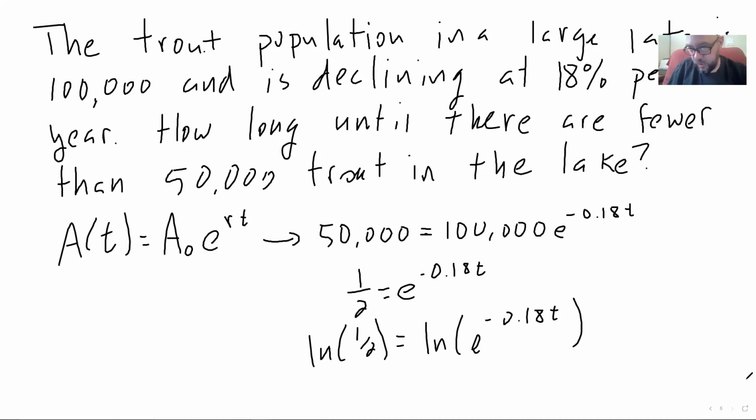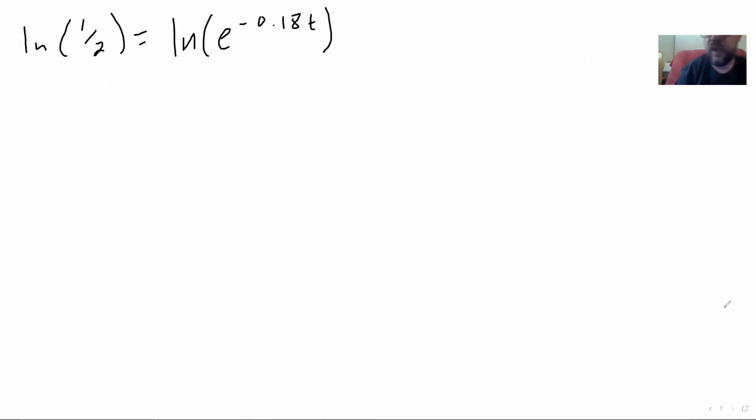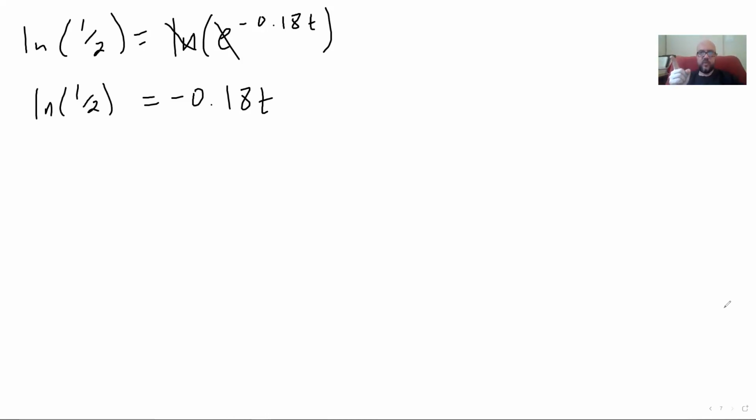Of course, I need a new board now. So we've got ln of a half equals ln of e to the negative 0.18 t. And again, I'm taking the natural log of an exponential with a base of e. So the natural log and the e cancel each other out effectively. And so I get negative 0.18 t equals natural log of a half. And you might say to yourself, well, wait a minute, I can see what's coming next. You're going to divide by negative 0.18, and then the number you get is going to be negative.